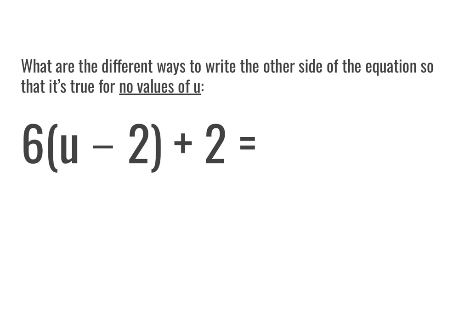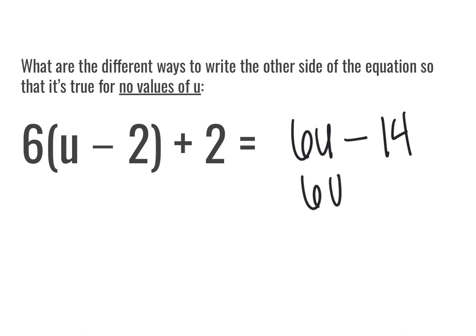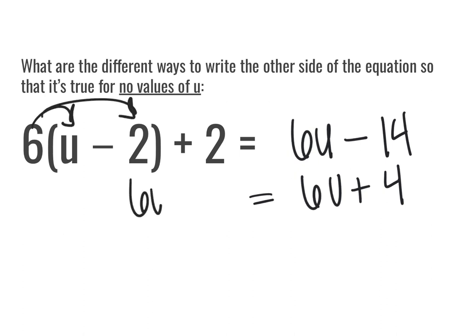So now on the previous page, we had 6u minus 10. So what if I did 6u minus 14? Okay. What if I also did 6u plus 4? What are we noticing? Let's go ahead and distribute because I want you to see both sides. So we got 6u minus 10. What are we noticing here?